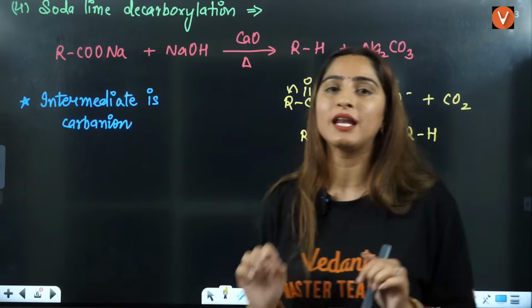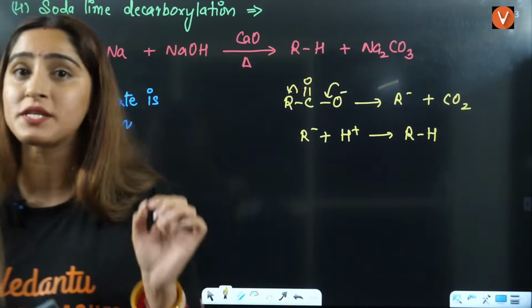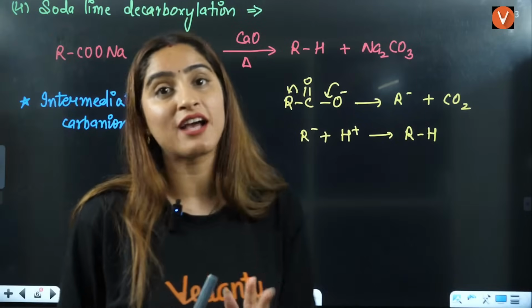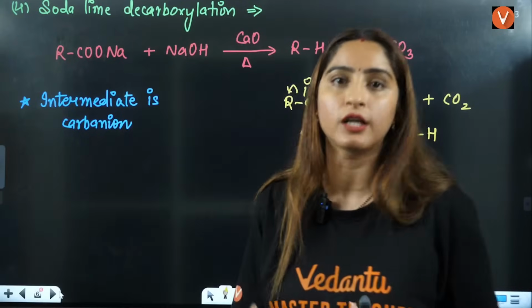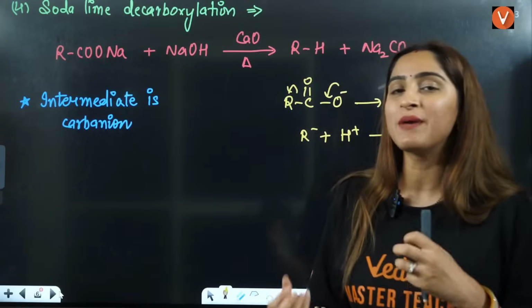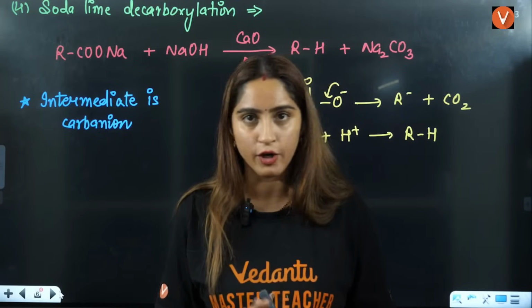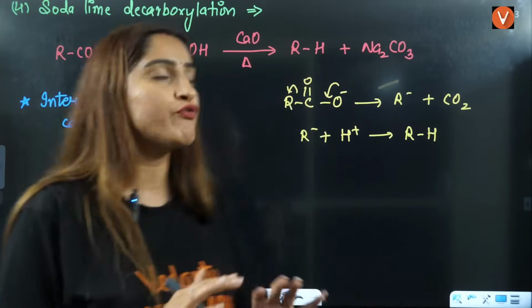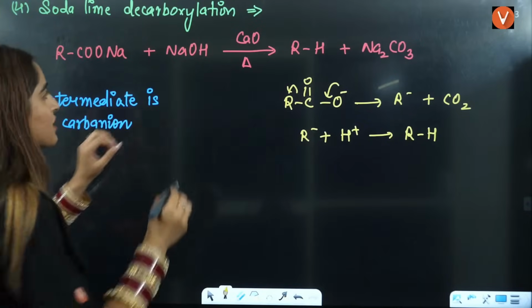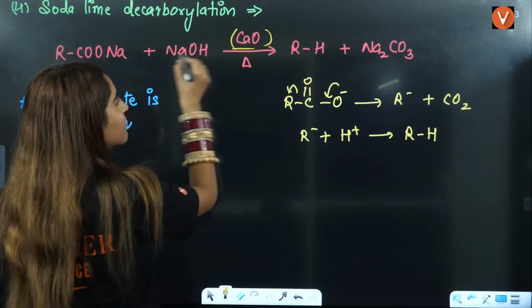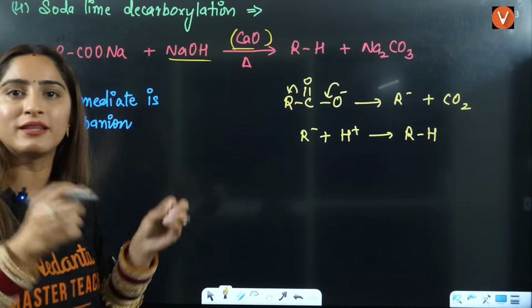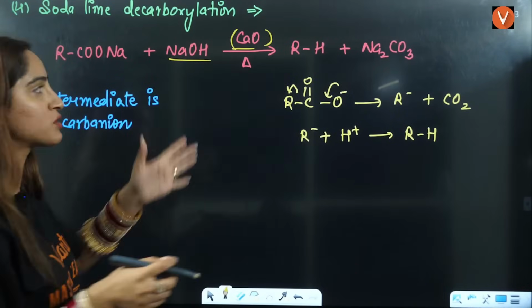Next, we have soda lime decarboxylation and Kolbe's electrolysis. These two reactions are something where students usually get confused, because you are basically extracting carbon dioxide in both the reactions. Okay. So first is soda lime decarboxylation, where you are going to use quicklime and caustic soda. So together it will be soda lime decarboxylation.